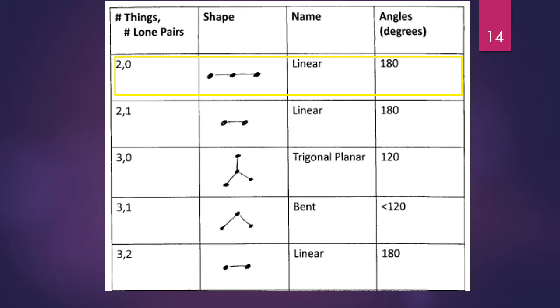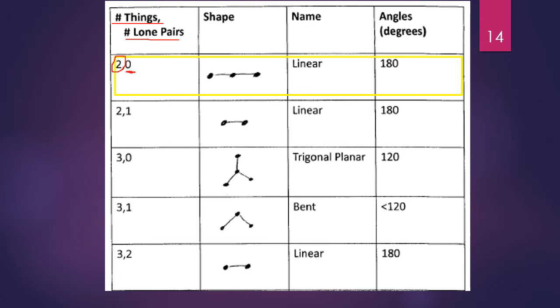So on the handout supplied to you, that would be this category that we're looking at right now. The first number is the number of things, and we said there were 2 things, 2 atoms more specifically. The second number, where we see a 0, is how many of those things are lone pairs. What we saw in the previous example was that there were 2 things around carbon, but both those things were atoms. So that means 0 of those things were lone pairs.